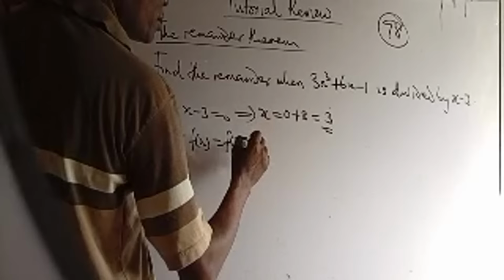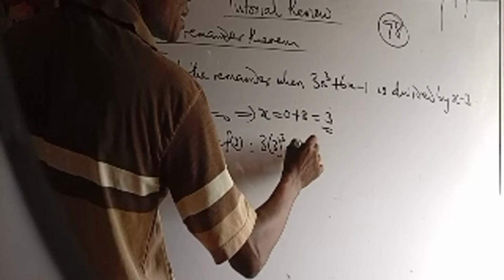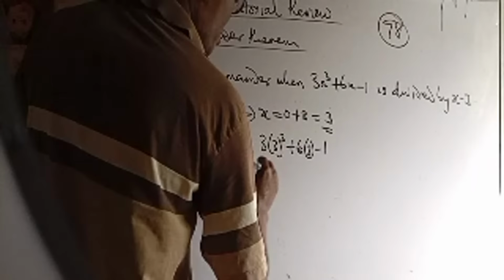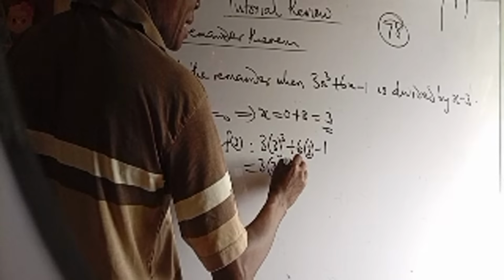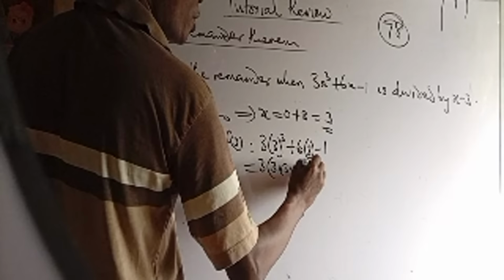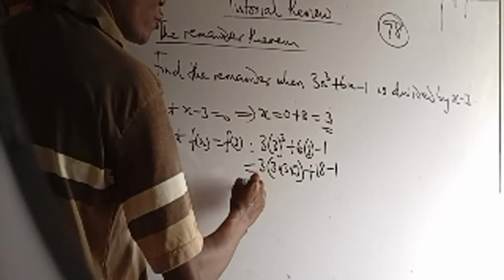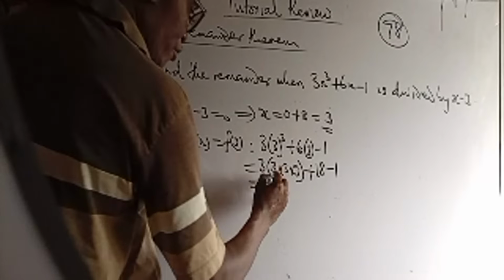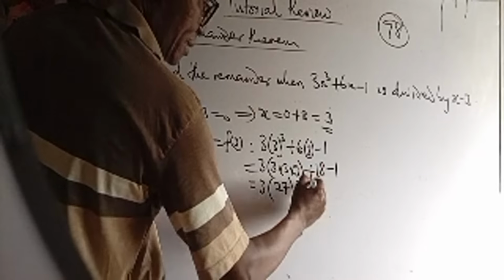This means 3 into 3 cubed plus 6 into 3 minus 1. That's what it means. So 3 into 3 cubed is 3 times 3 times 3, then plus 6 times 3 is 18, minus 1. 3 times 3 is 9, 9 times 3 is 27. Good. Then plus 18 minus 1, 17.